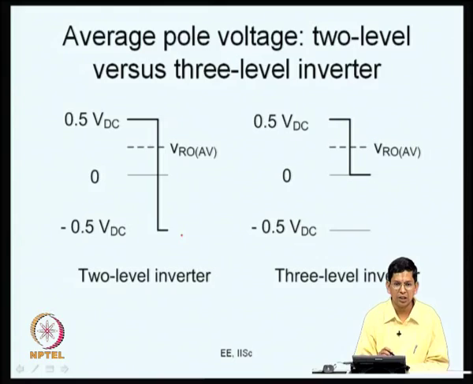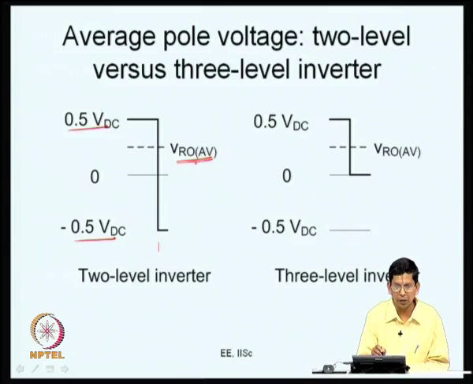As I just mentioned, in a 2-level converter you apply plus 0.5 VDC for a certain amount of time and minus 0.5 VDC for the remaining amount of time, and you get an average voltage indicated as VRO average here. Now, this VRO average turns out to be positive. If you want a negative VRO average, you must apply plus 0.5 VDC for a shorter duration than minus 0.5 VDC. So, you can get various values of average. VRO average can be anywhere between plus 0.5 VDC and minus 0.5 VDC.